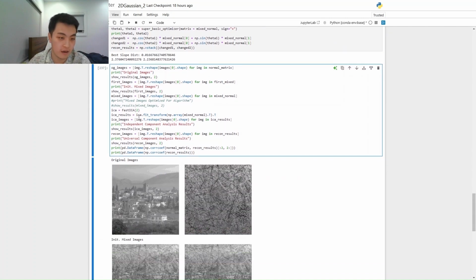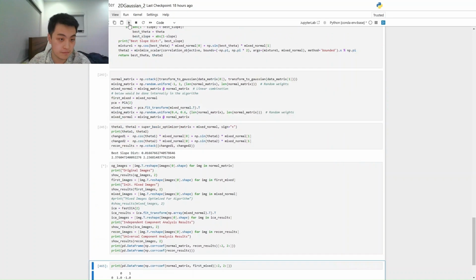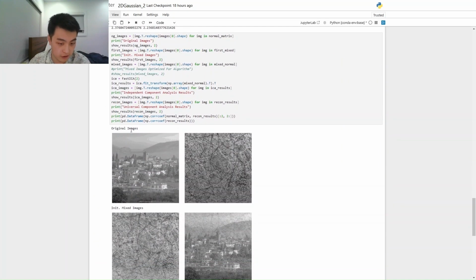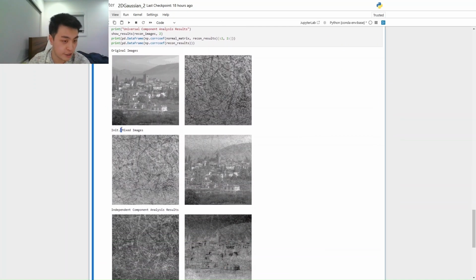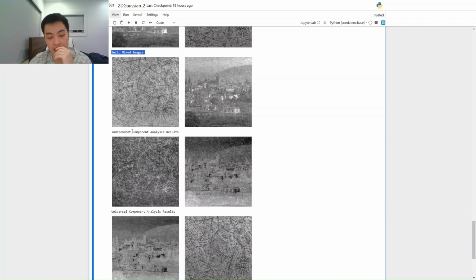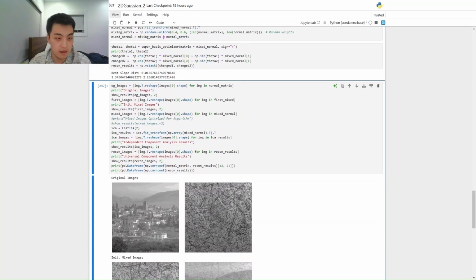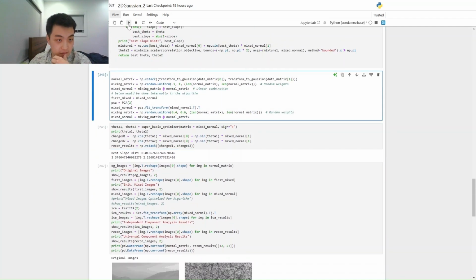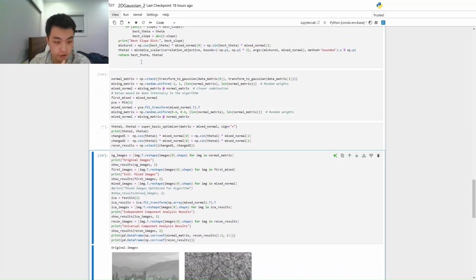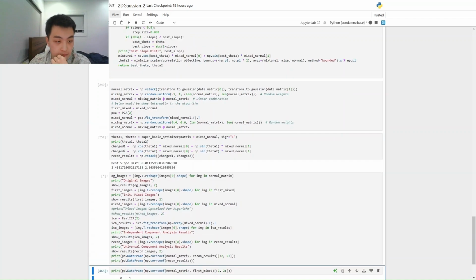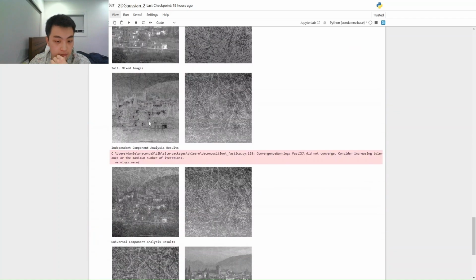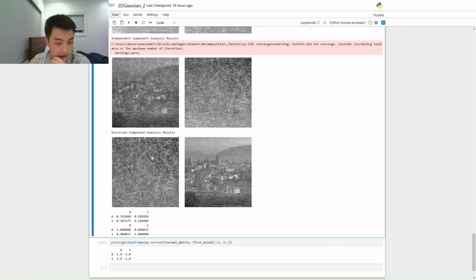So we're going to run the test. We have the original images, we have the mixture of them, and as a benchmark comparison, here's how independent component analysis did, and this is how my algorithm did. Let's run that again using new permutations. And here's how my algorithm did.